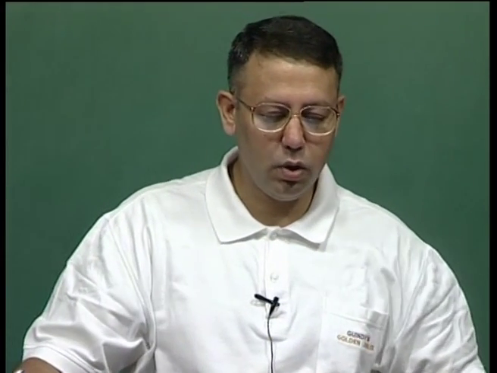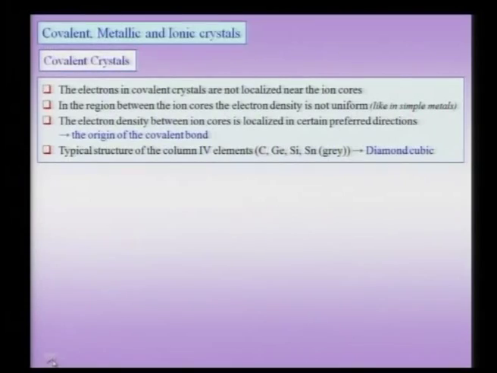Before we consider covalent crystals, let us revise some of the previous concepts with regard to covalent, metallic and ionic crystals, especially with regard to the bonding in these crystals. So let us look at covalent crystals first. We know that electrons in a covalent crystal are not localized near the ion cores. Suppose we have the positive ion charge near the nucleus, the electrons are not localized there.